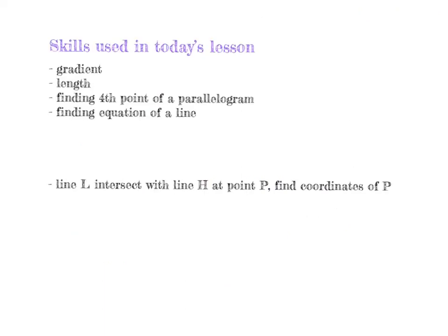Now we have come to the end of today's lesson, so let's do a quick recall before we go into the end. Now the skills that we use in today's lessons are, the first one is gradient. Do you know the formula for gradient? Well, gradient is given by y2 minus y1 over x2 minus x1. And next, how do we find the length between 2 points? So it's given by square root something square plus something square. What's inside the brackets? y2 minus y1, x2 minus x1.